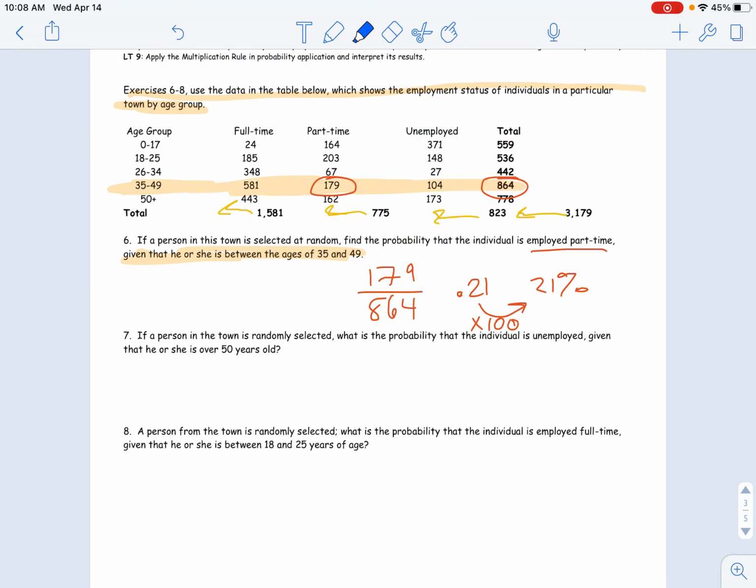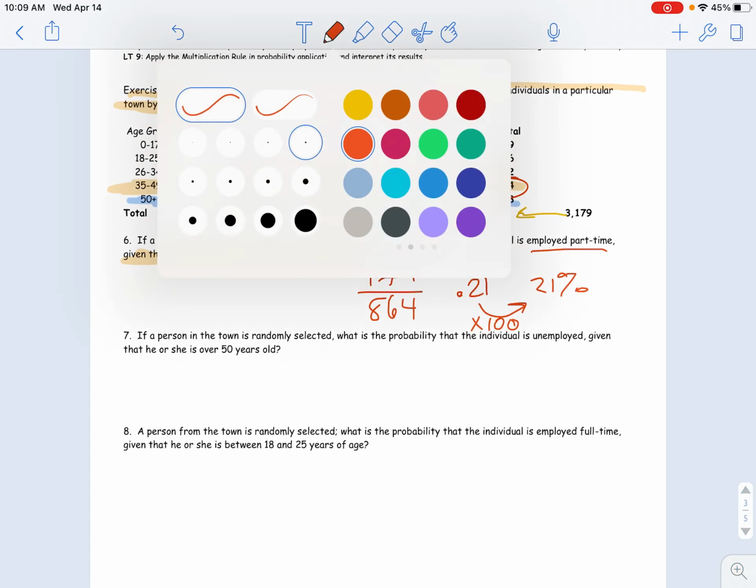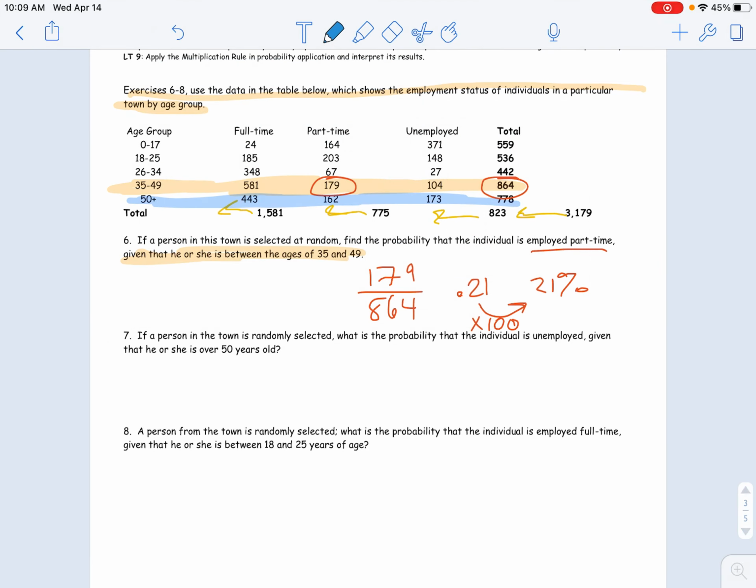If a person in the town is randomly selected, what is the probability that the individual is unemployed given that he or she is over 50 years old? Now that's the given, and we want unemployed. In this one, we want unemployed, 173 over the 778. About 0.22, times 100, 22%.